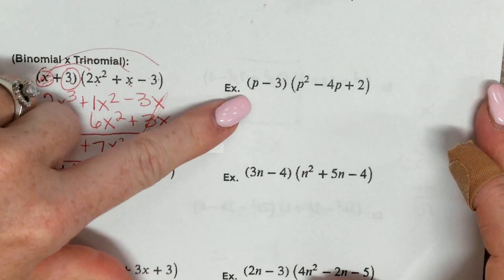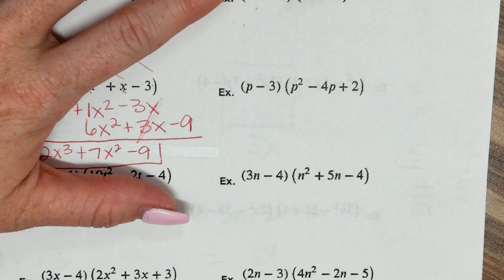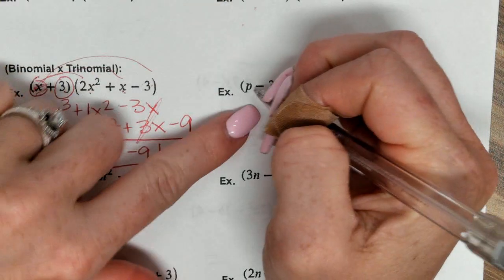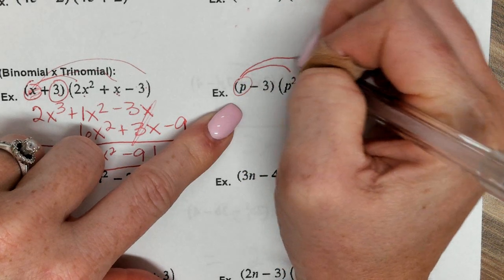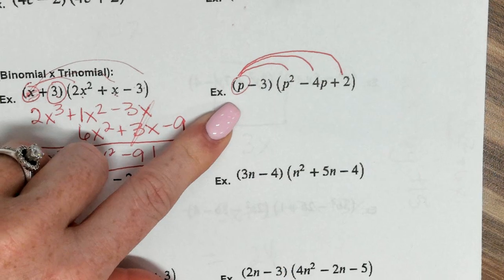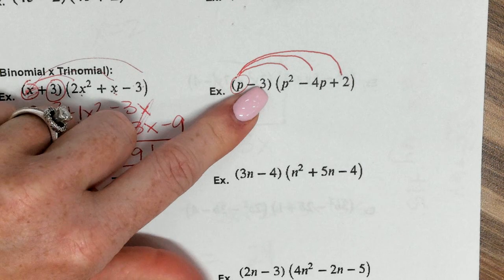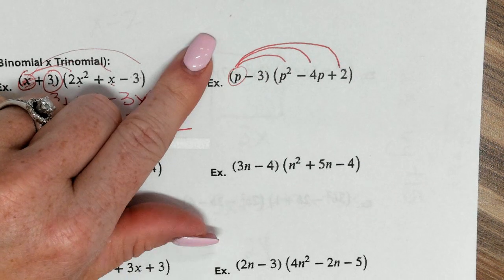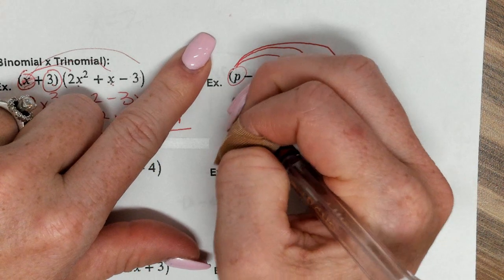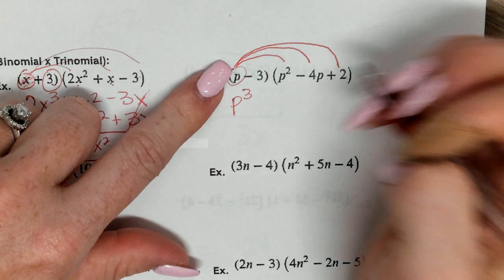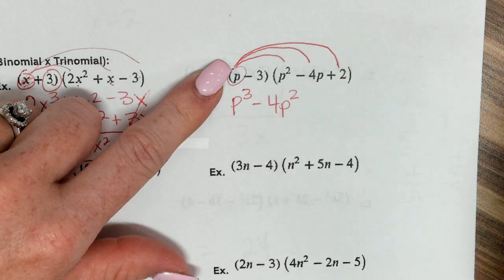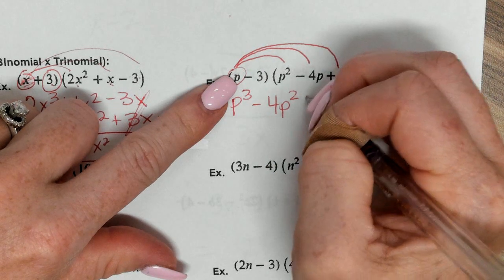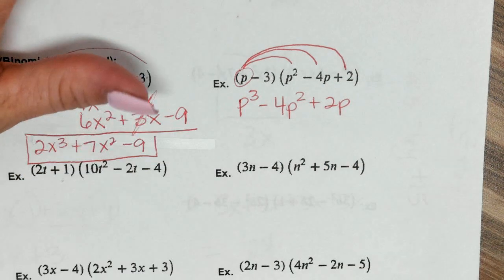All right, let's try this one. Again, you are going to take the first term in the binomial and multiply it by everything in the second parentheses. So don't even worry about the second term. P times p squared is p cubed. P times negative 4p is negative 4p squared. And p times 2 is 2p.